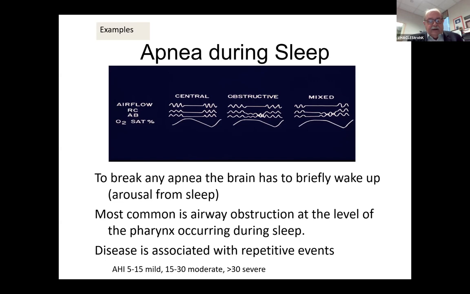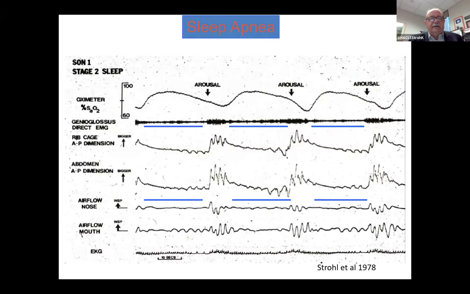Most common is airway obstruction at the level of the pharynx occurring during sleep, and it's associated with repetitive events, and we call these mild, moderate, and severe, although I don't know what 60 is. Maybe you've heard me say that before. You know, 60, 80 apneas, is that uber severe or something like that. So this is the first, Strohl et al. 1978, figure one.